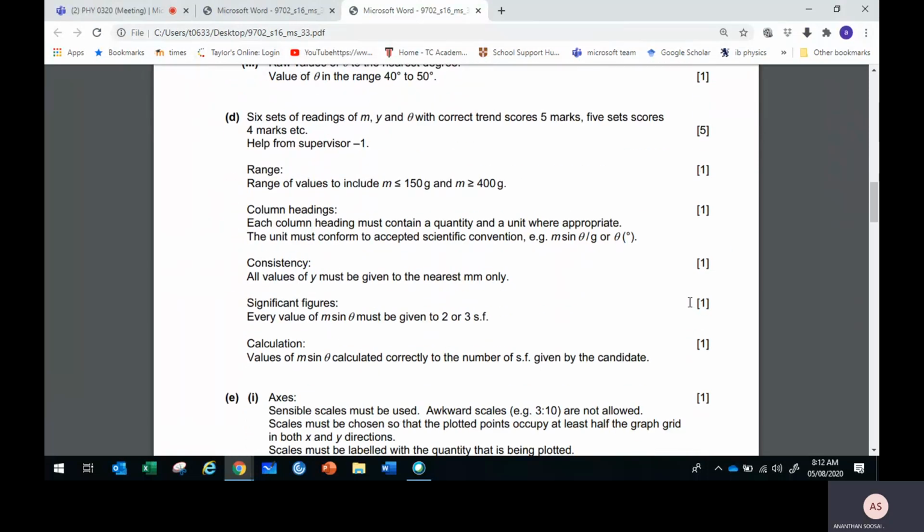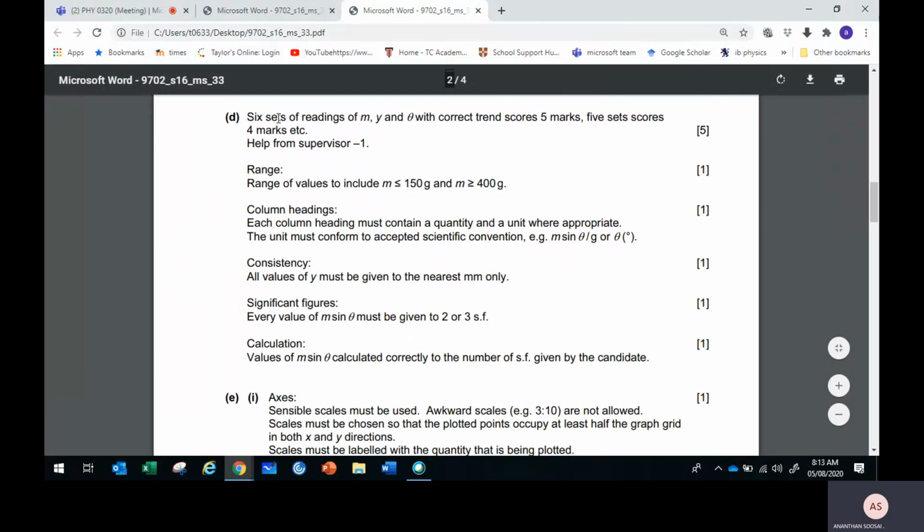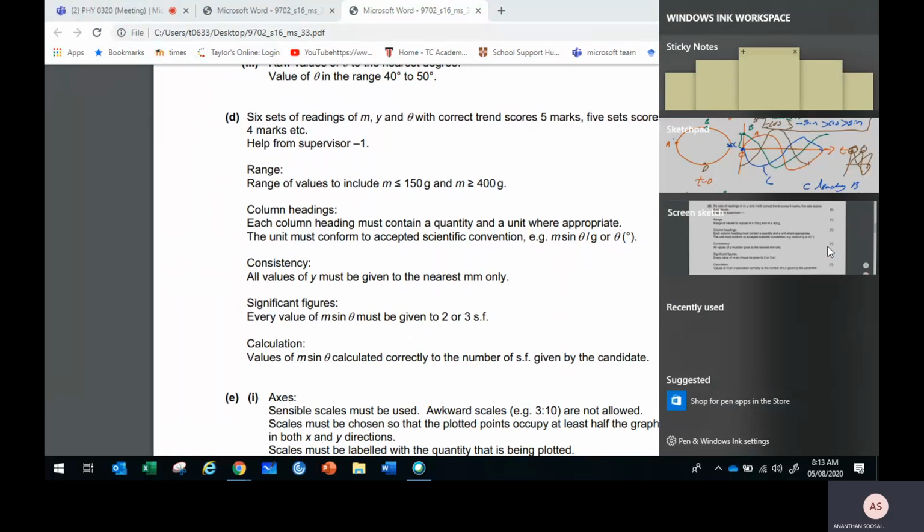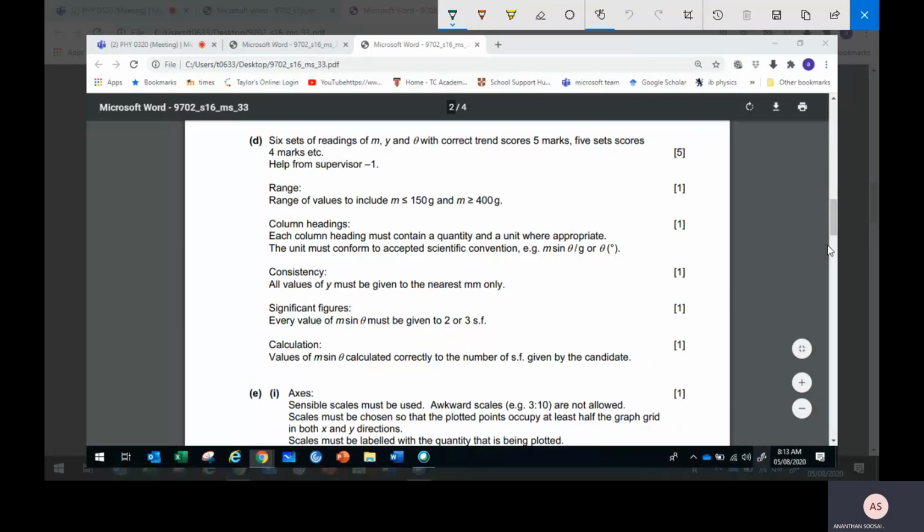Okay, now next is about 10 marks for the table. Okay, you got 6 sets of successful readings. So you get 6 sets of successful readings, you get 5 marks. Okay, you get 6 sets. 6 sets, you get 5 marks. Whether it's correct or wrong doesn't matter. You have 6 sets, you get 5 marks. 5 sets cost 4 marks. Okay, I think everyone goes for 6 sets, 5 marks.